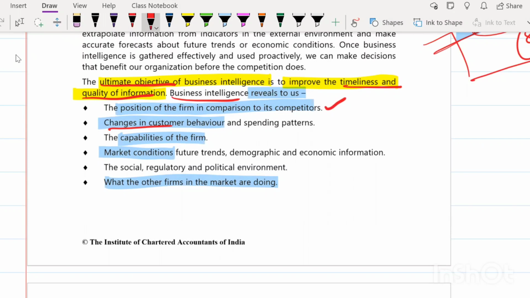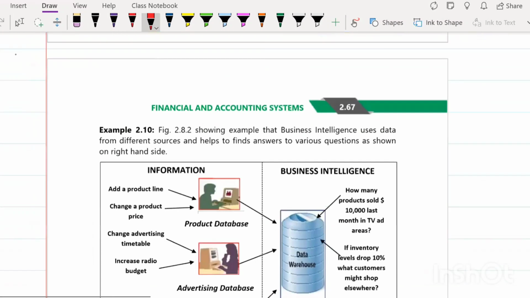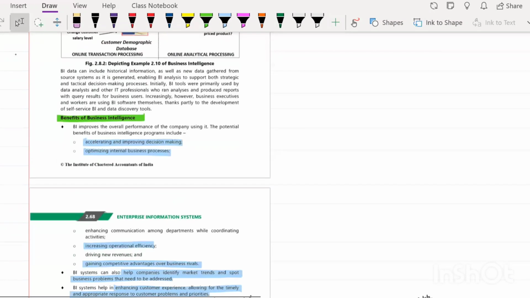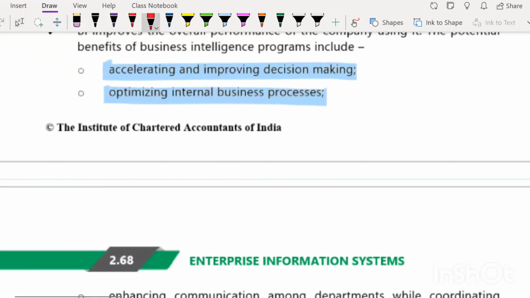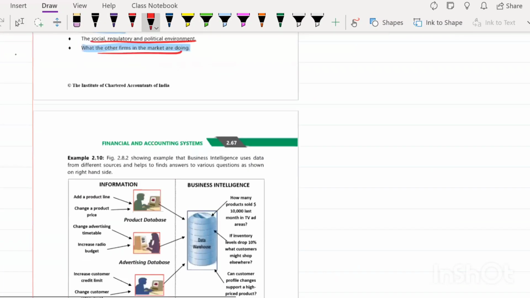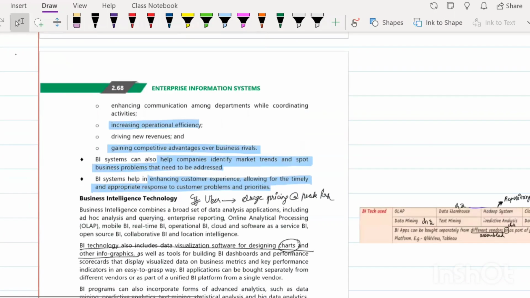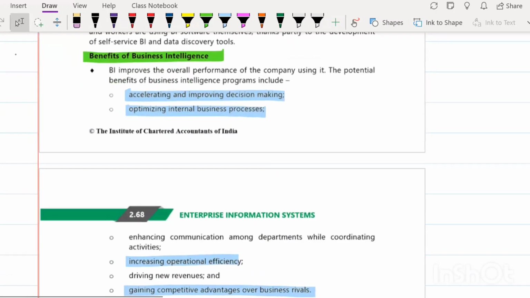Okay, so how the markets are in India also you'll get to know. Then the same way, the social, regulatory and political environment also you'll get to know, and what other firms in the market are doing, that information also you are going to have. Okay, yes. So then what are the benefits of business intelligence? Right now we studied what business intelligence reveals to us and what is the major objective of business intelligence.